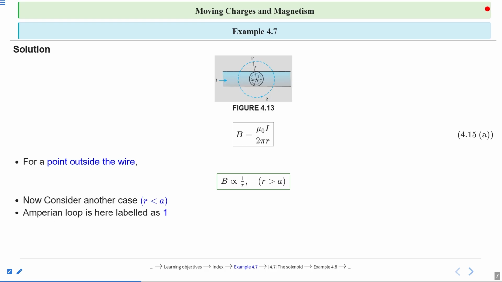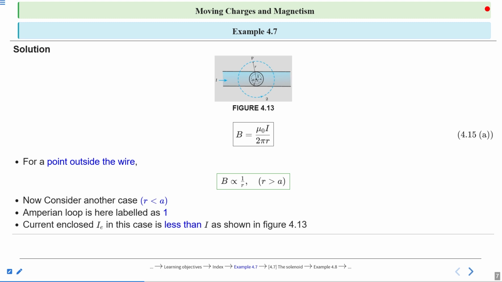So Amperian loop here is labeled as 1. R less than A means the distance is less than the radius of the wire, that means the point is lying inside the wire. You can see in the diagram there is an Amperian loop inside the wire. That black circle, bold line, is the cross section of the wire, and that is radius A. But inside that black circle there is a dotted black circle. That is the Amperian loop, labeled as 1.